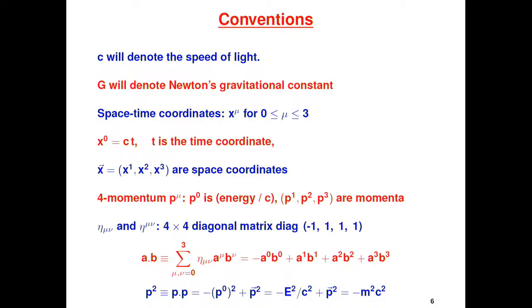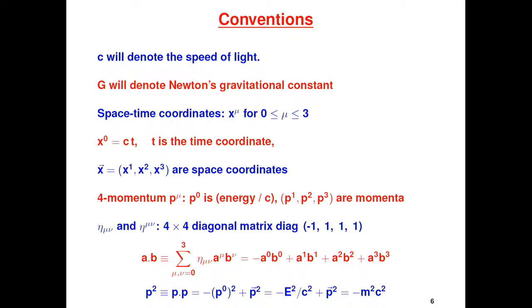So let me set up the convention. We will denote by c the speed of light. G will denote Newton's gravitational constant. Now, in many physics talks, we sometimes set the fundamental constants to 1, but I will not do this in this talk, at least for most part of this talk. So, all the fundamental constants will be explicitly in place.